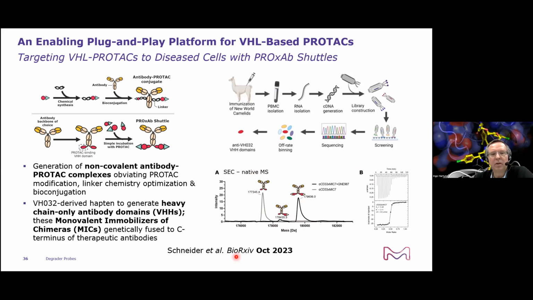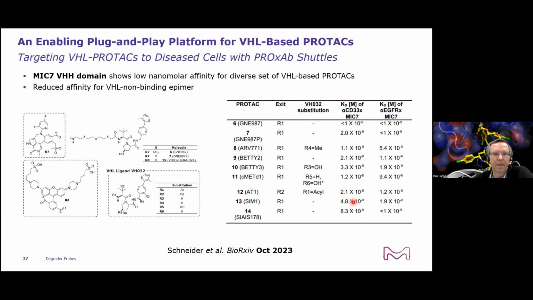You can read the details in this bioRxiv paper of the loaded antibody PROTAC shuttle. We call it the PROXEP shuttle. So the PROTAC meets the antibody. And here's ITC data essentially telling you the same: nanomolar affinity, about a 2:1 ratio, as you would expect if you titrate it this way. Here's a bit of chemistry or SAR.